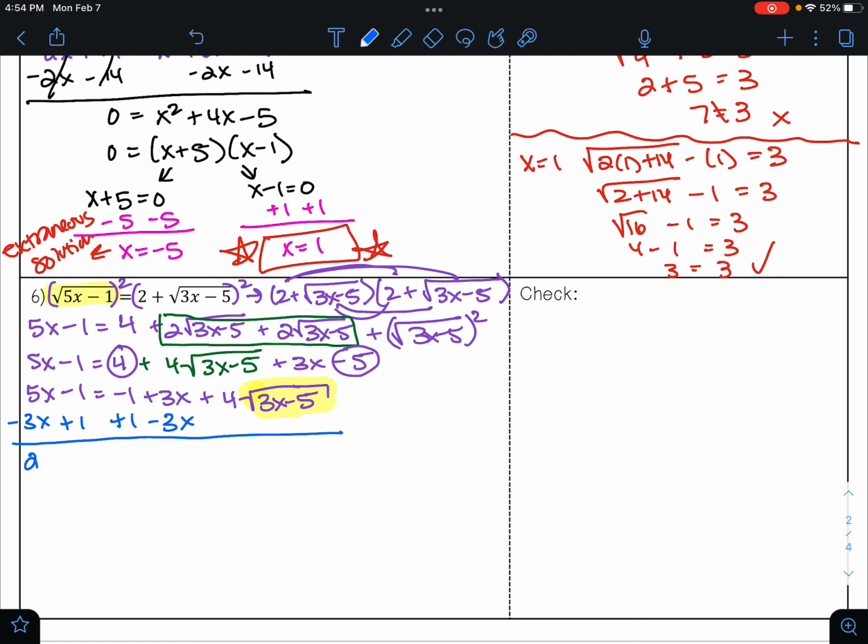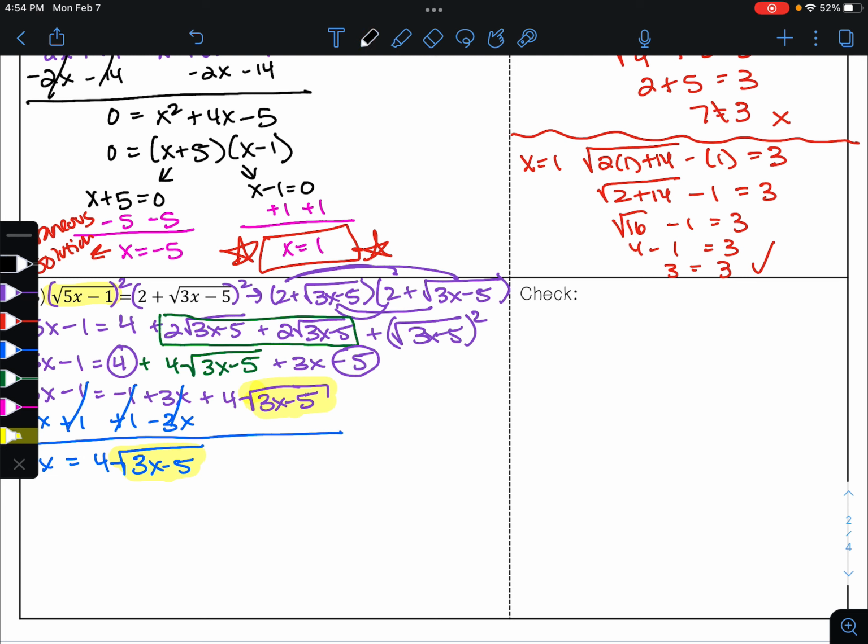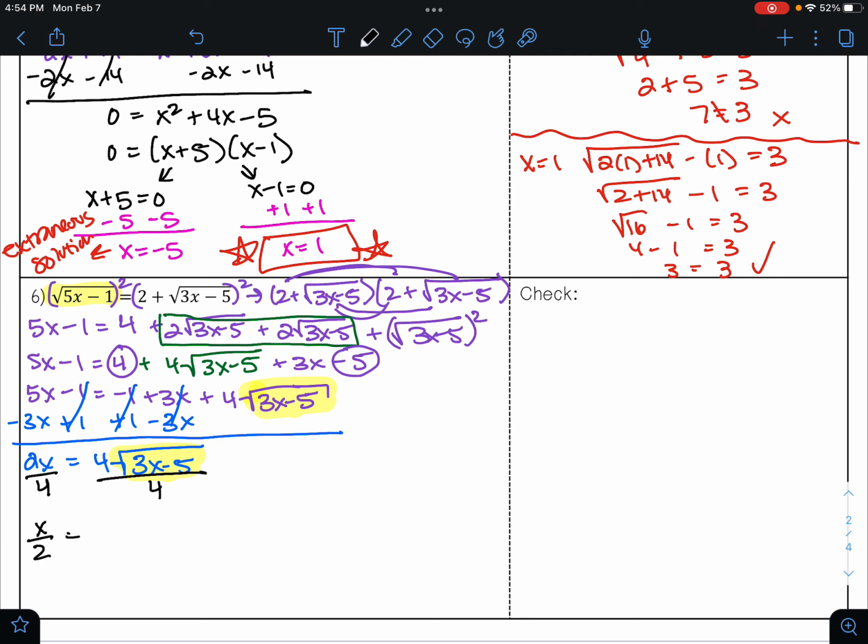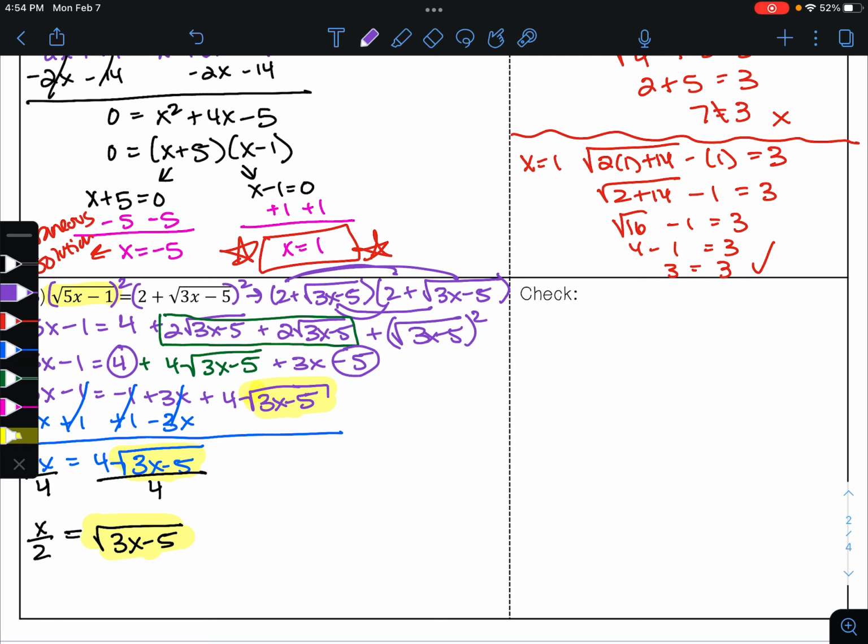When I do that, I get 2x is equal to 4 square root of 3x minus 5. Again, I still want to isolate the square root of 3x minus 5, so my next step is going to be to divide both sides by 4. So this is going to give me x over 2 equals the square root of 3x minus 5. Now my square root is isolated, so I can do that process all over again. So to undo the square root, I should say, we are going to square both sides.